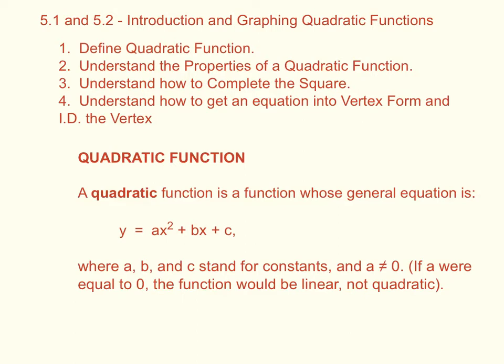So first of all, right out of your book, quadratic function. A quadratic function is a function whose general equation is y equals ax squared plus bx plus c, where a, b, and c stand for constants. A cannot equal 0. If a equals 0, then you have y equals bx plus c, which looks exactly like a linear equation, except instead of b we have the slope, and c we have the y-intercept.